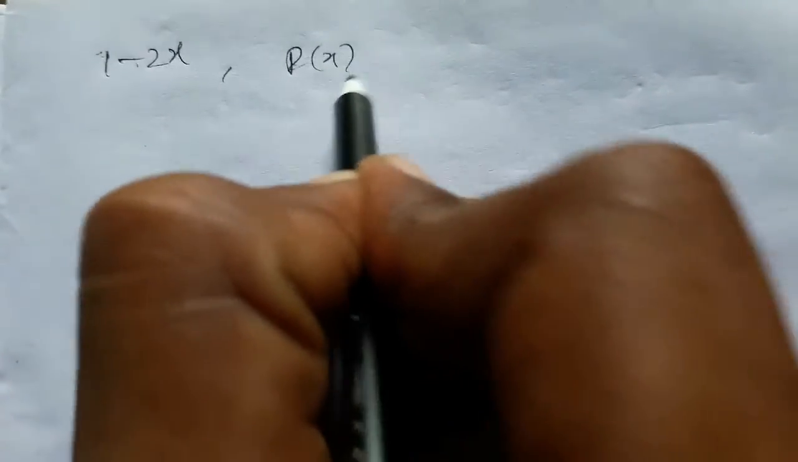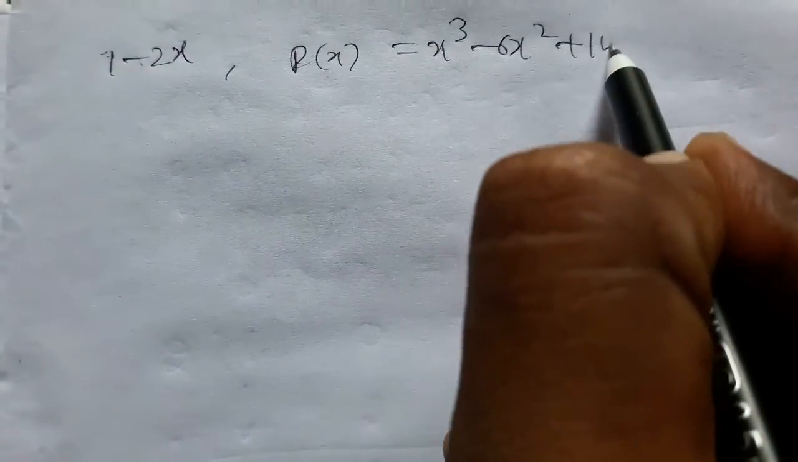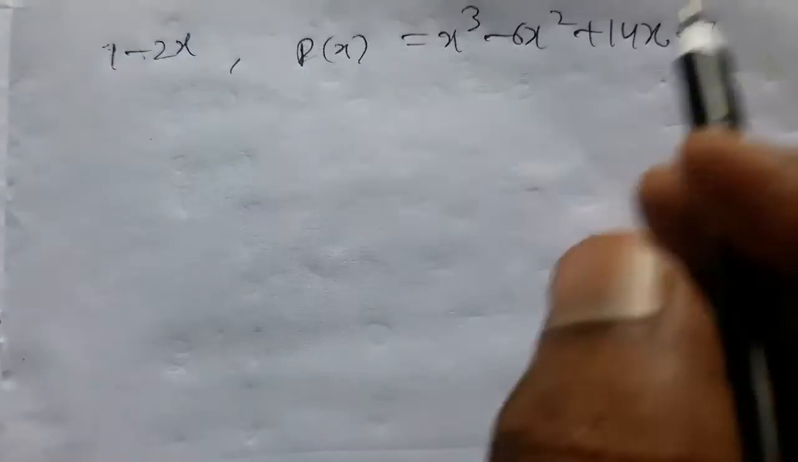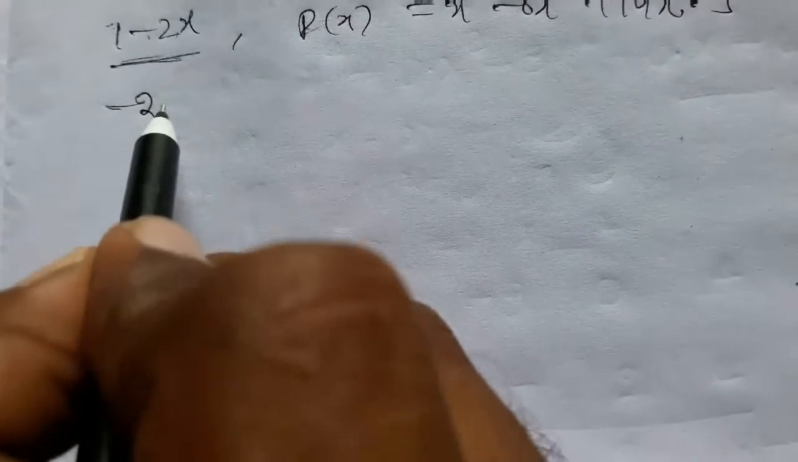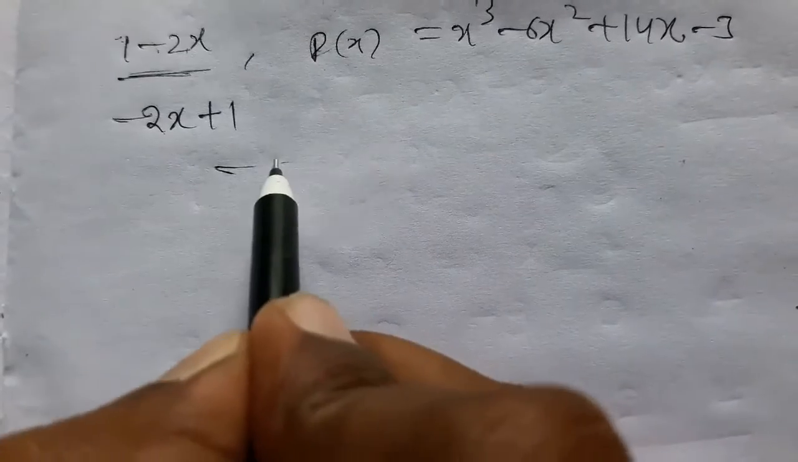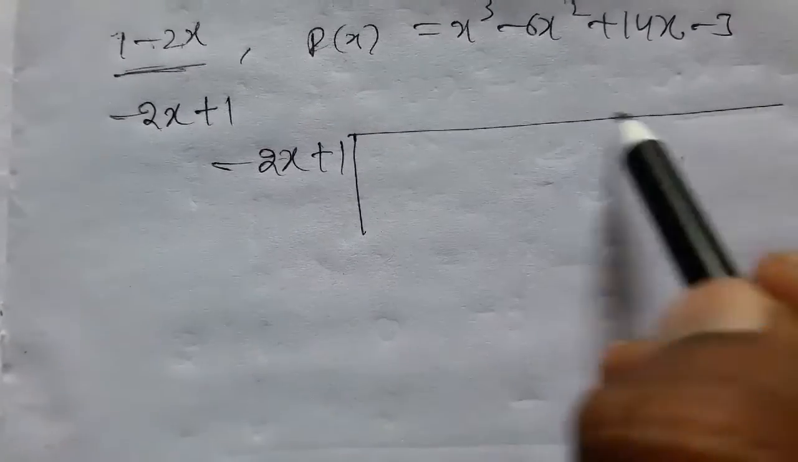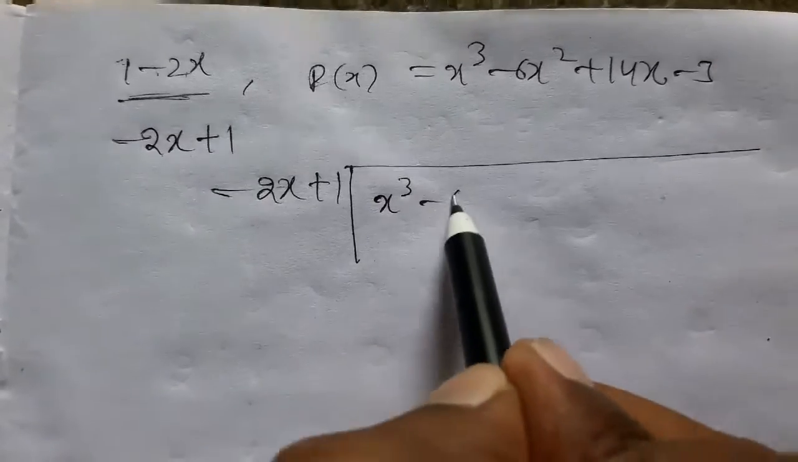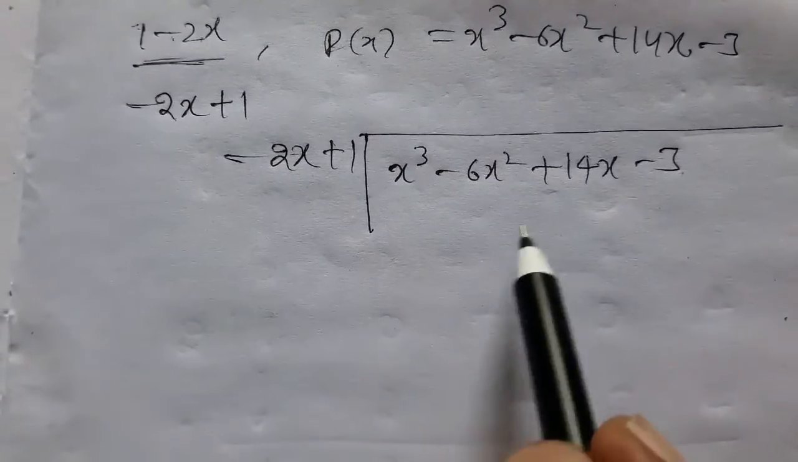So what is 1 minus 2x? Polynomial p of x is given as x cube minus 6x square plus 14x minus 3, isn't it? By using actual division, now this can be written as minus 2x plus 1, isn't it? Now by using the actual division method, minus 2x plus 1, see here, write this x cube minus 6x square plus 14x minus 3, isn't it?